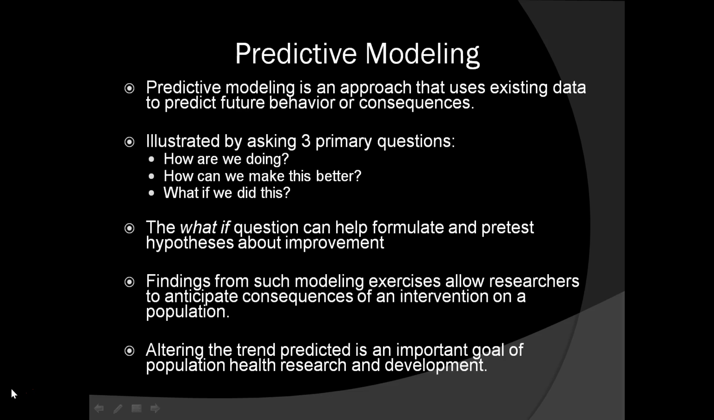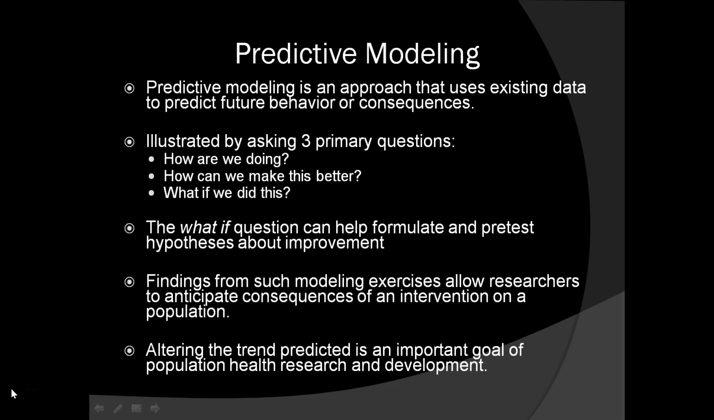Predictive modeling is an approach that uses existing data to predict future behavior or consequences. Now this is illustrated by asking three primary questions. How are we doing? How can we make this better? And what if we did this? The what if question can help formulate and pretest hypotheses about improvement. And also findings from such modeling exercises allow researchers to anticipate consequences of an intervention on a population.